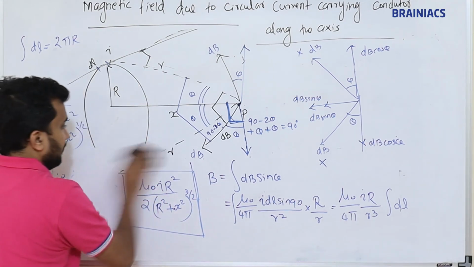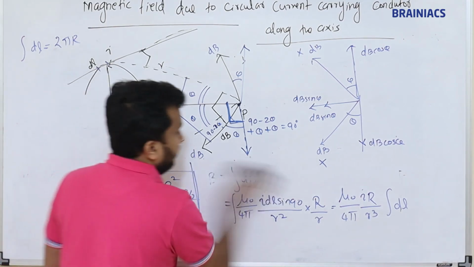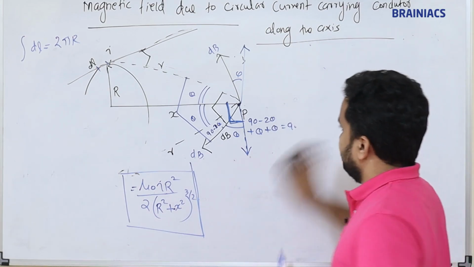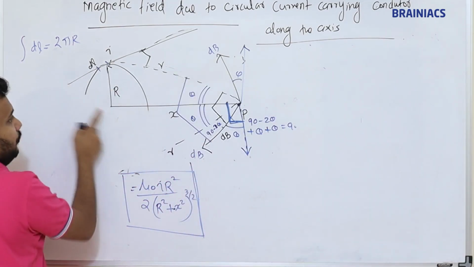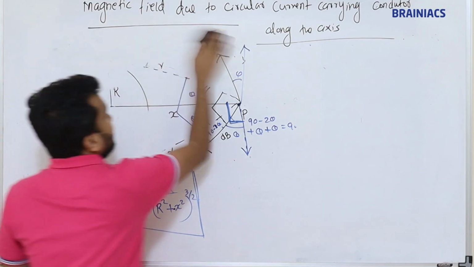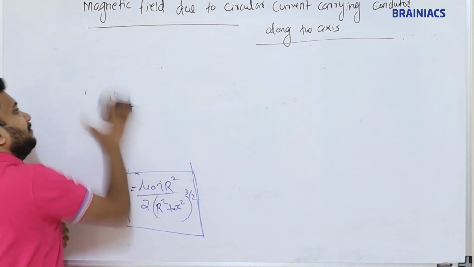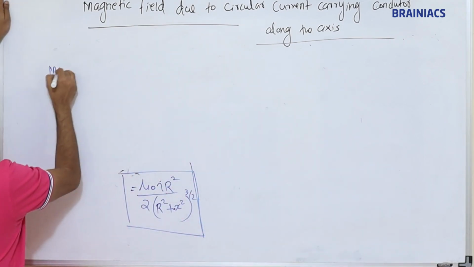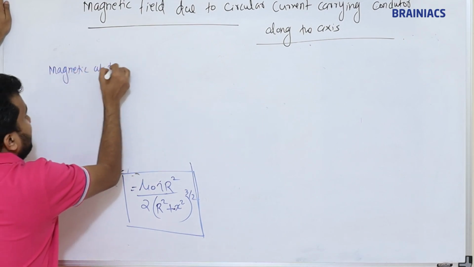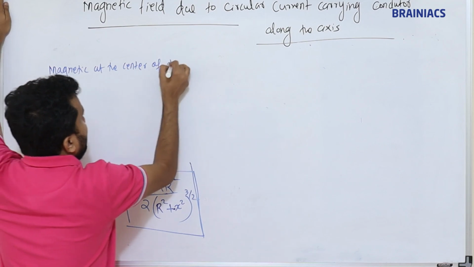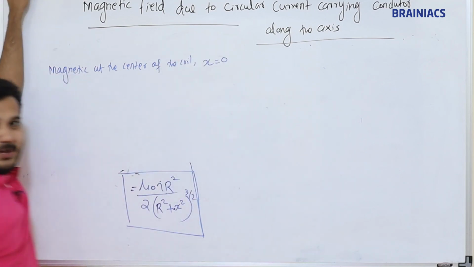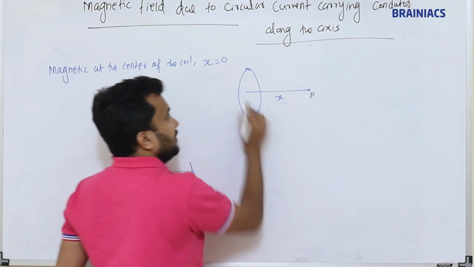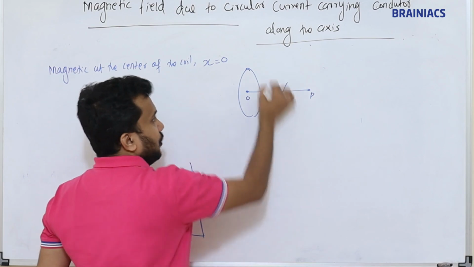Okay, so I need to do something extra. Now let me keep this diagram and this final equation here, since I want to do a little bit of extra stuff. Now you know x is the distance from the center. So if I am going to find the magnetic field at the center of the coil, we already found this one, right? Magnetic field at the center of the coil means x equal to 0. There is no x distance. X is actually the distance from here to here. So this point P is x meter away, but the point O is at x equal to 0. So this x is not there, x is 0.